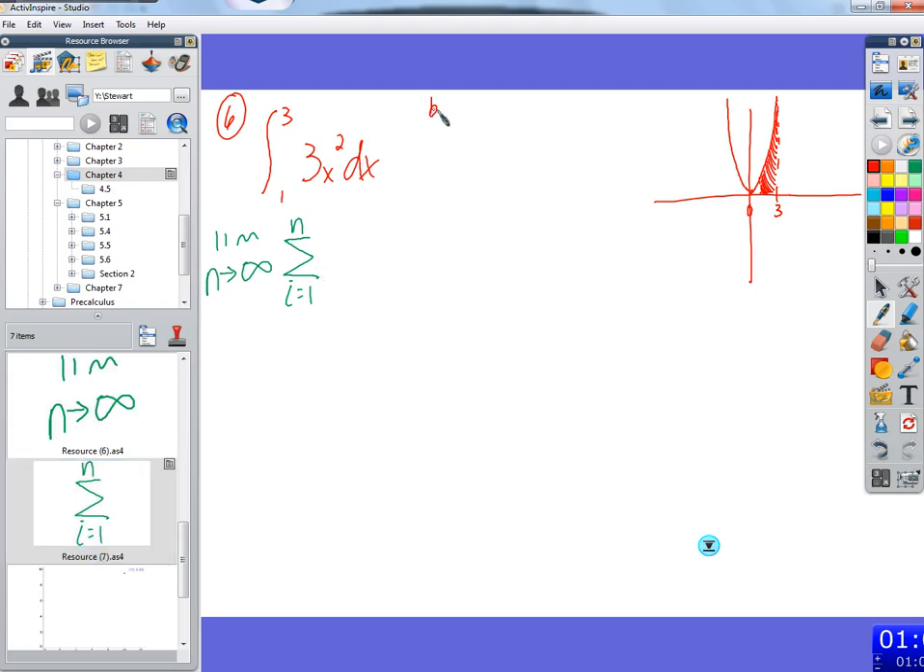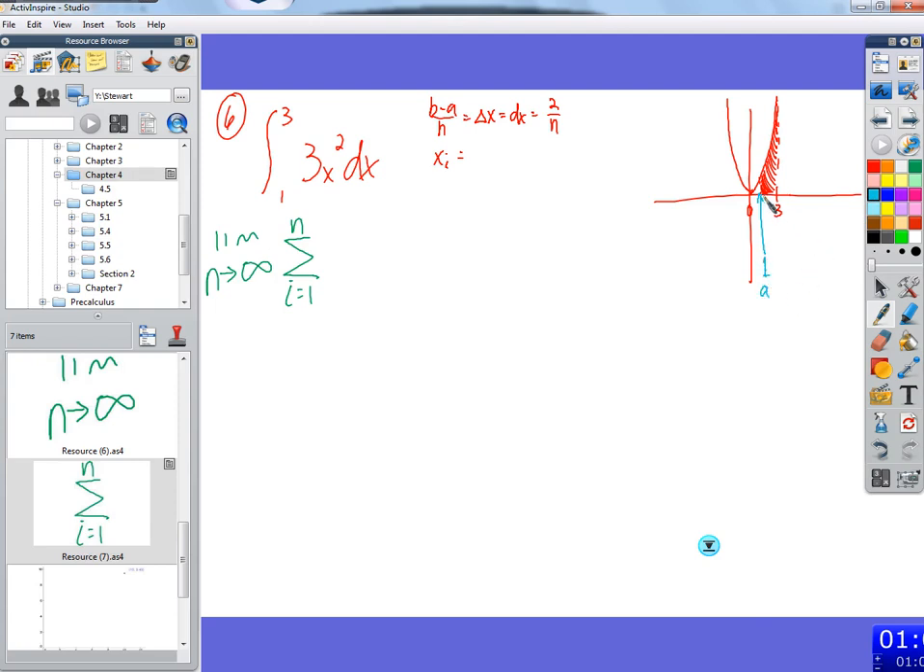We need B minus A over N, right? That's delta x or dx. B minus 1 is 2 over N. How about we need x sub i? What's x sub i? x sub i is the right side of a rectangle, so we're going to start at 1. That's A.